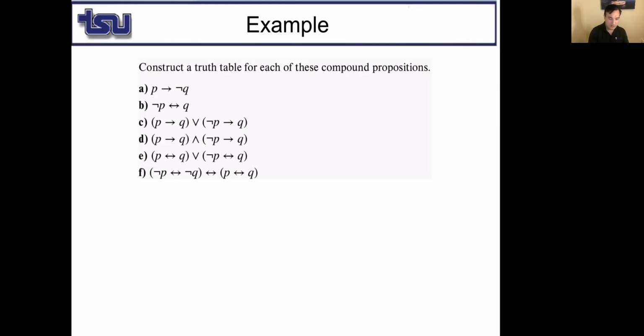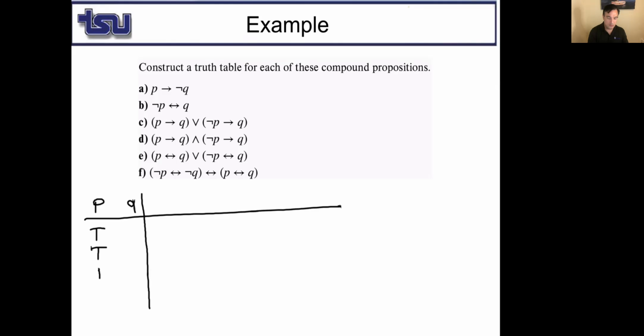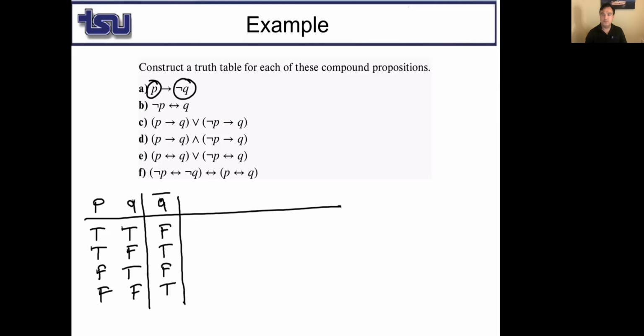So let's go ahead and let's do the first one, A. So this is P, this is Q. Okay, this is true, true, false, false, true, false, true, false, all possible combinations, right? So now I already have P, I need Q naught. So I will just do Q naught right there. Q naught is opposite of Q: false, true, false, true, okay?